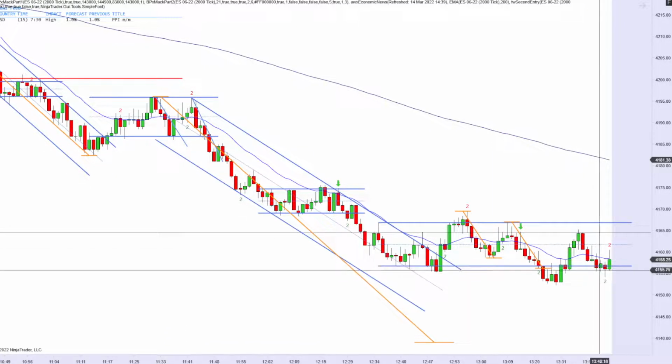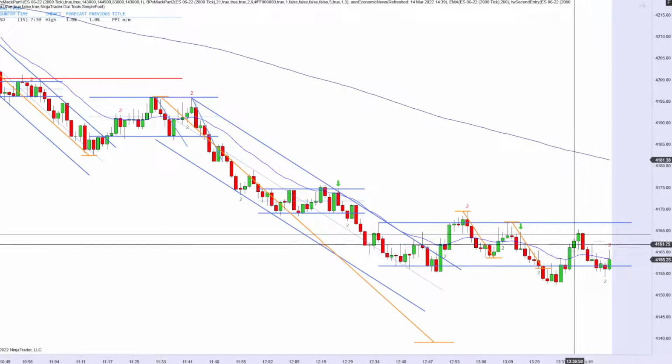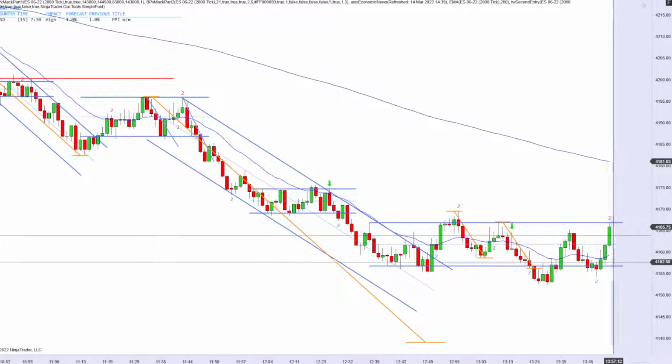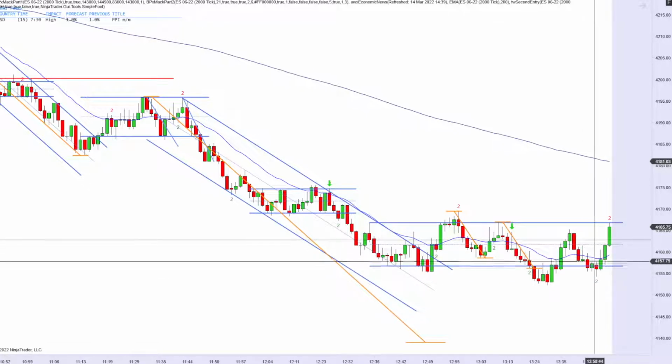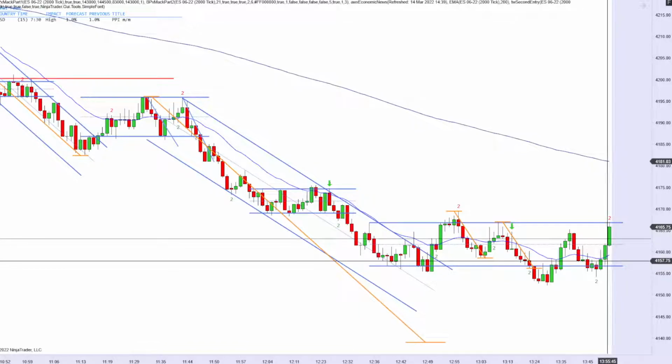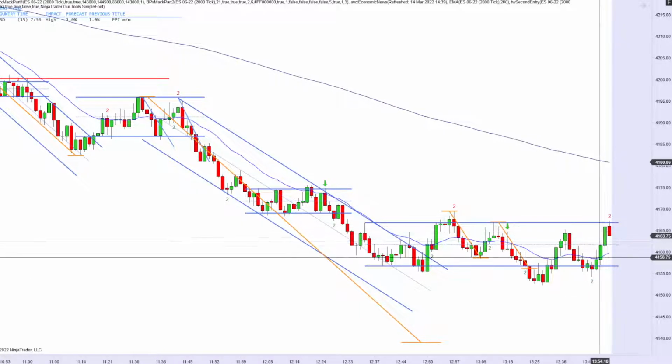New low, first entry short from here. First entry short, prices come back up, and no second entry short triggers, but prices move exactly where I thought they would. I just didn't get an entry on that, unfortunately. And there's that second entry short.